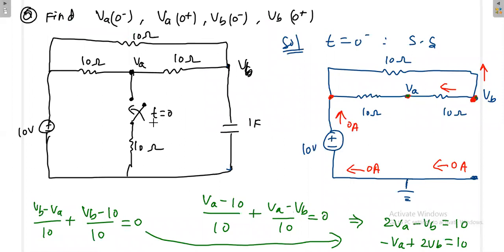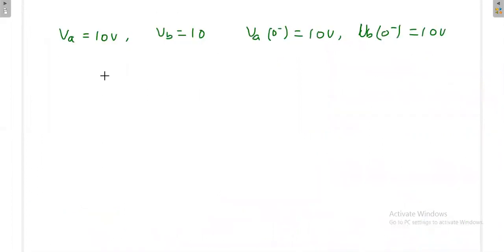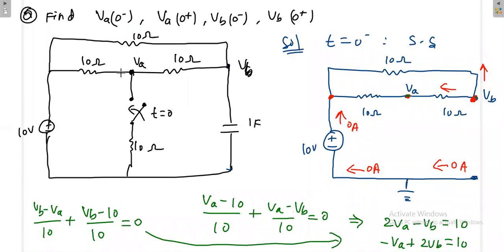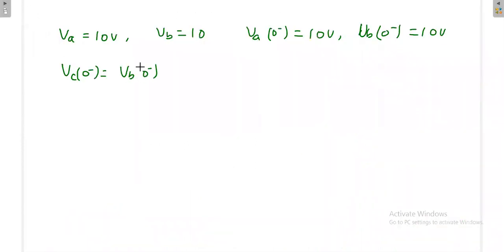The moment you close the switch, this branch will be included, and the capacitor has to be replaced with its equivalent circuit, because at the time of switching, the capacitor will act as a short circuit. And also we have to provide the voltage here. So we have to find out the voltage across the capacitor. VC 0 minus is the same as this node voltage, VB 0 minus, that is 10 volt. So now this is the voltage across the capacitor. Now we have to replace this capacitor with the short circuit and also with the voltage.